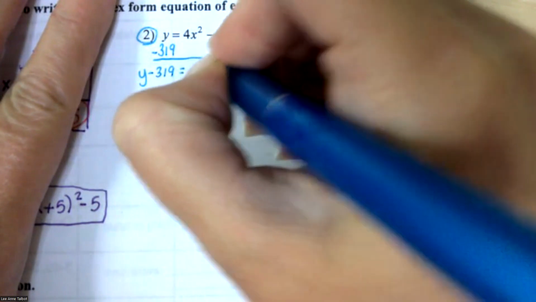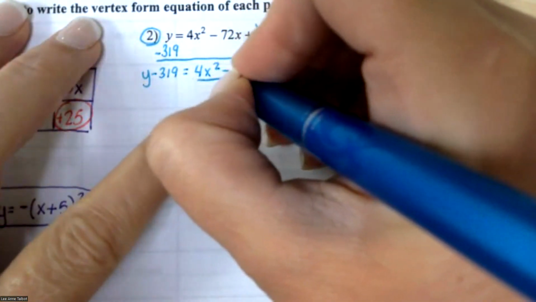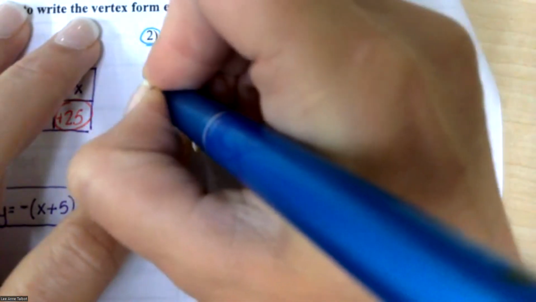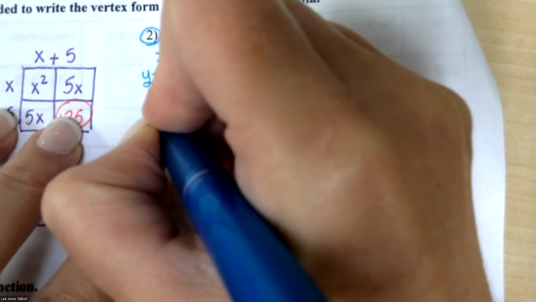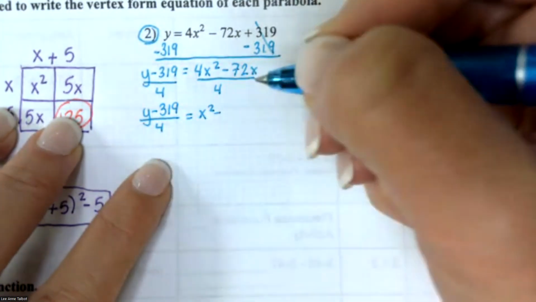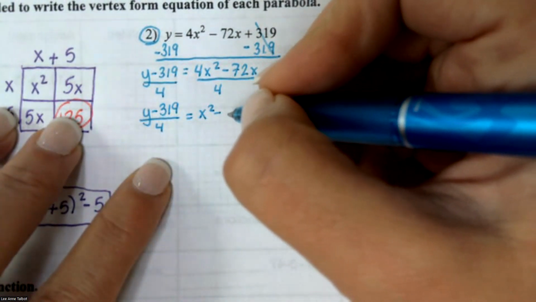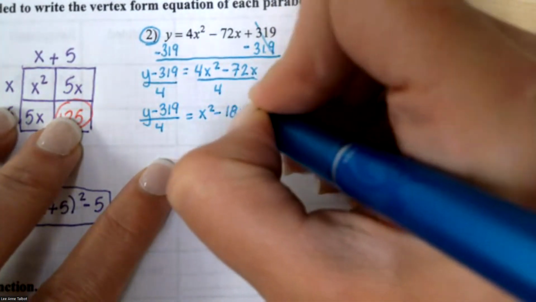Y minus 319 equals 4x squared minus 72x. Keep note of how tiny I'm writing here on purpose. Okay, next step, divide by a. Is this 24? No, 28, 28, 18. I knew it had an 8 in it. You're the best.